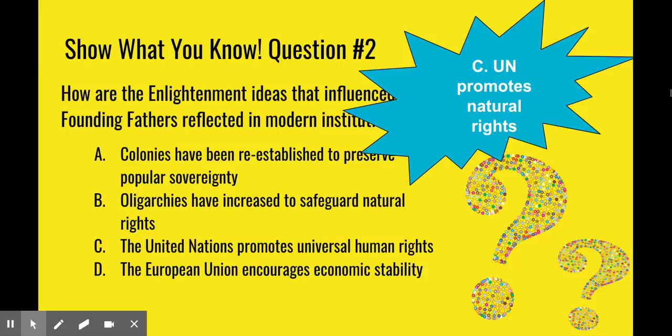The correct answer is C. The United Nations promotes universal human rights. The United Nations was formed to promote universal human rights during World War II. Promoting universal human rights reflects the Enlightenment idea of natural law.